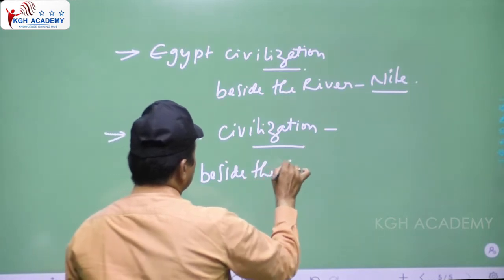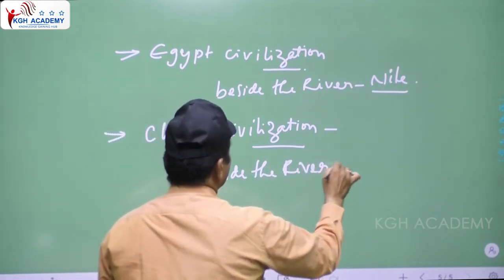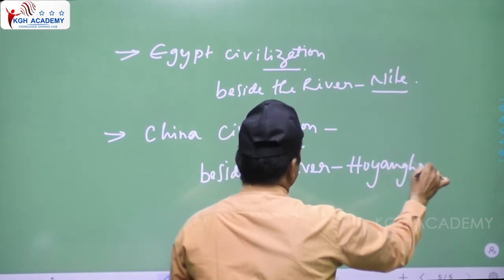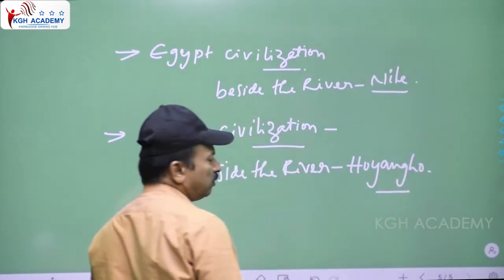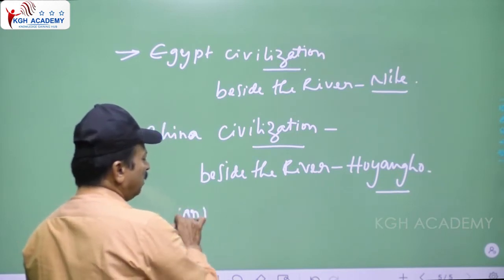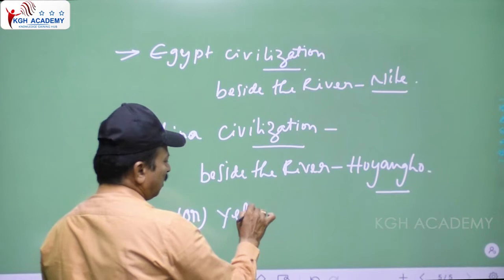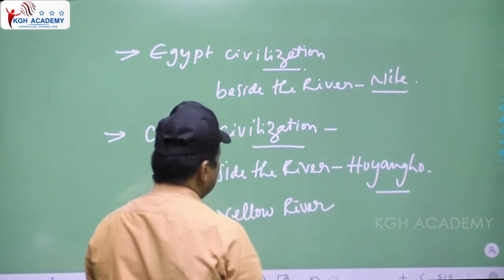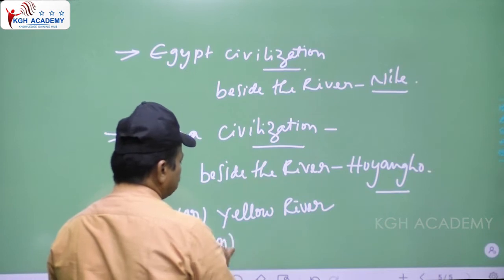Beside the river Huanghe. The Huanghe river is also called the Yellow River. It is called the Yellow River, or it is also called China's sorrow.